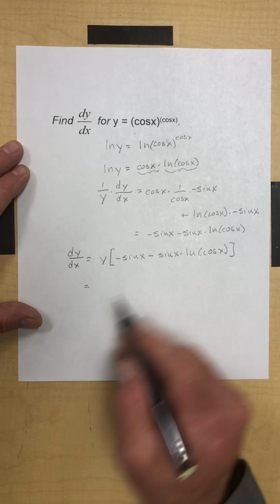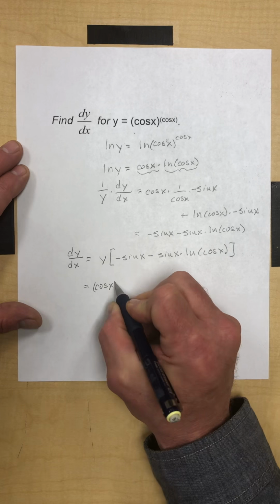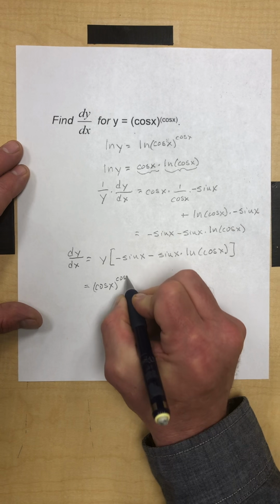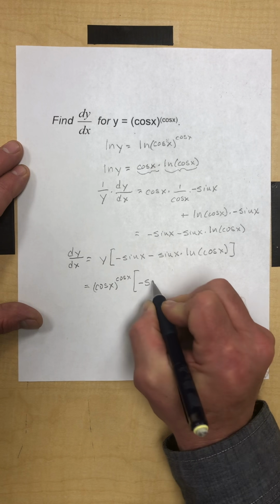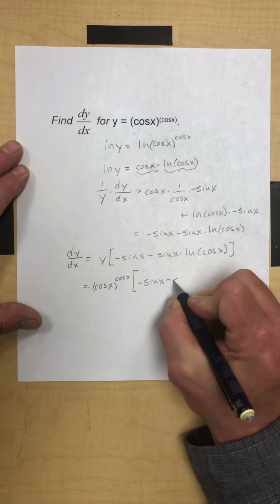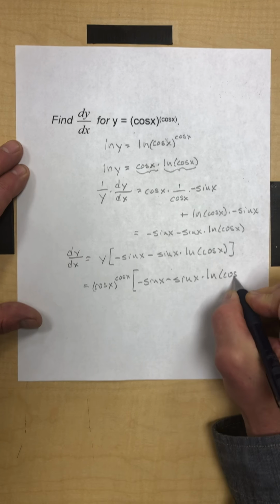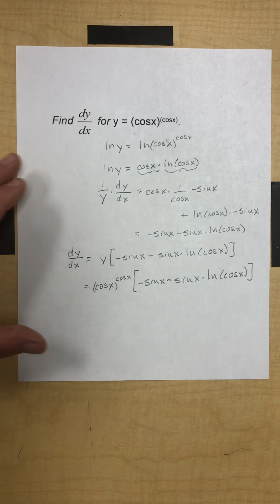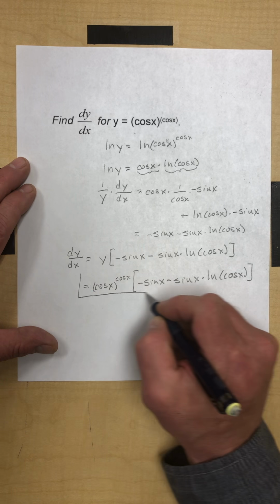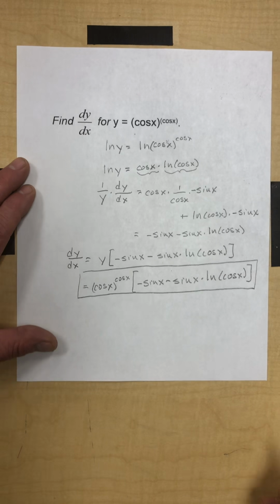Okay, and then I'm also looking here, what can I do with this? So we have cosine of x to the power of cosine of x times the quantity of negative sine of x minus sine of x times natural log of cosine of x. And I would say that is certainly one form of your answer. I don't think there's anything wrong with that. It's a little busy looking, but it is correct.